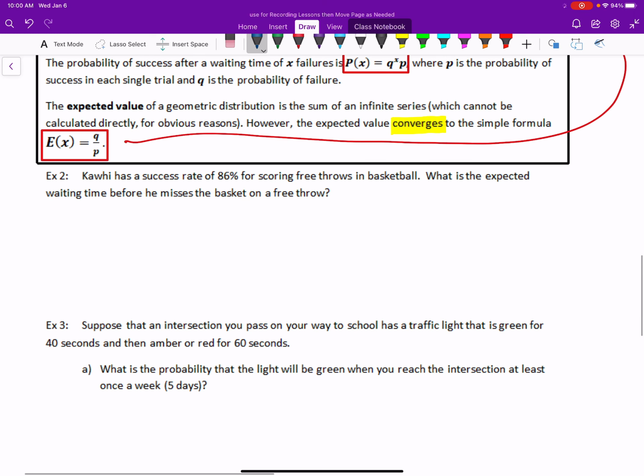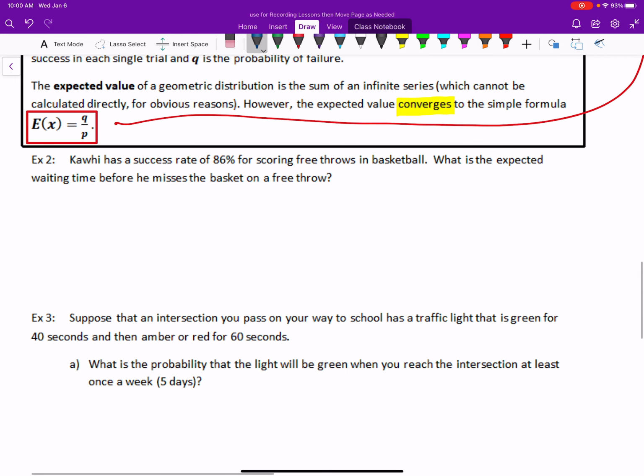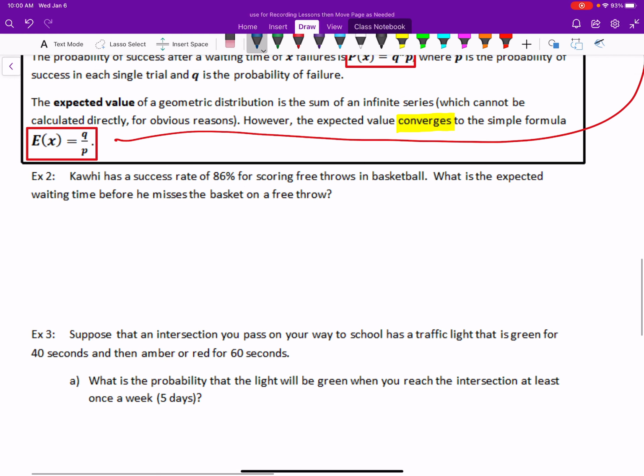Okay, let's look at some other examples. Kawhi has a success rate of 86% for scoring free throws in basketball. What's the expected wait time before he misses a basket on a free throw? All right, so expected wait time, there's our E at x, is q divided by p, where he's going to miss before he misses a free throw. So we have to be careful on our wording here.